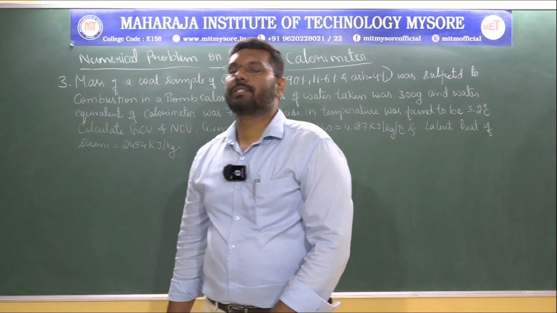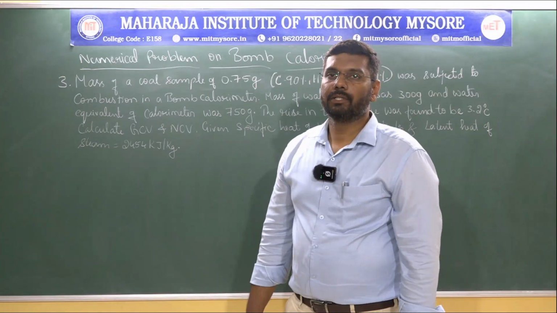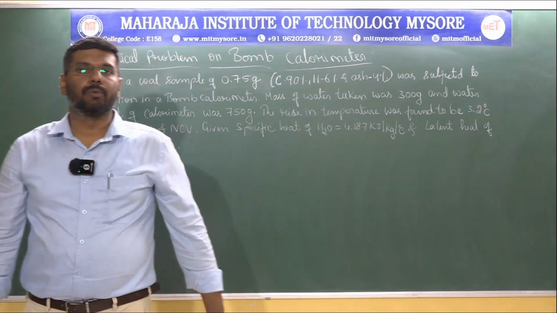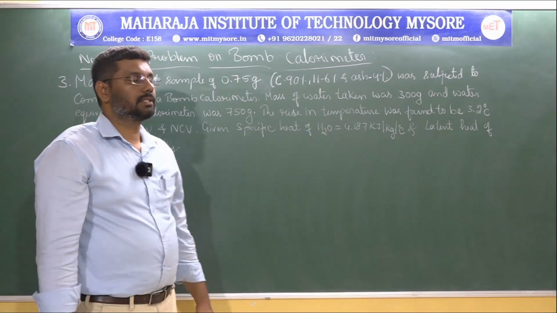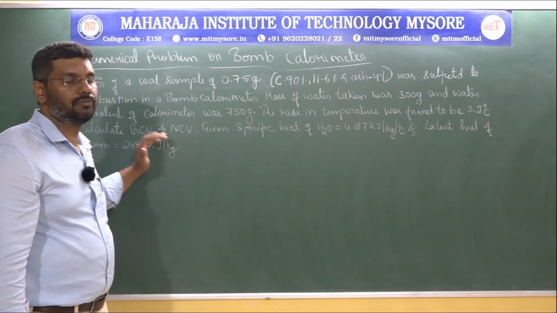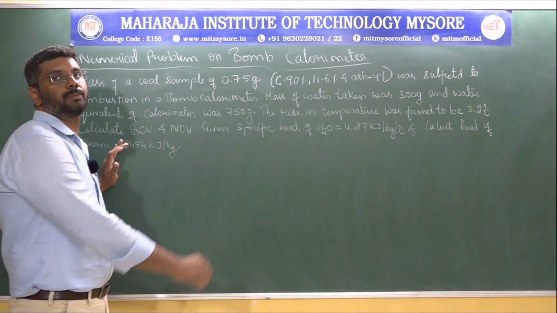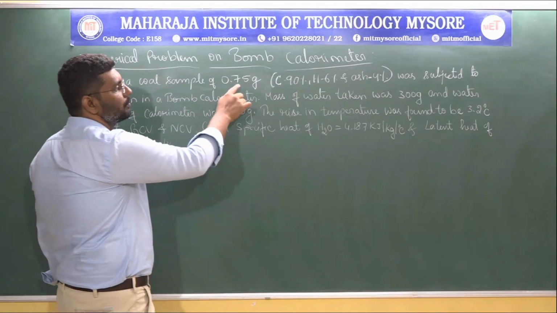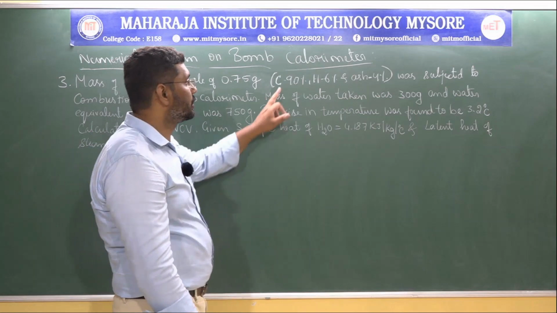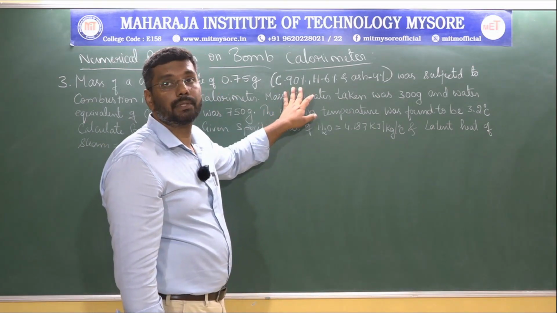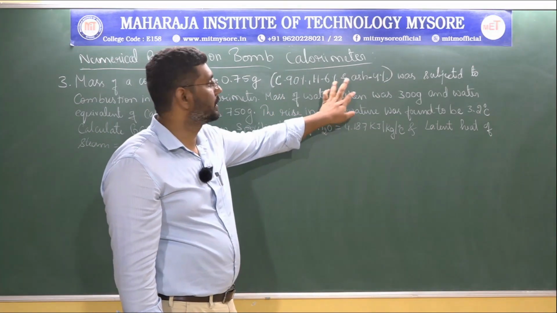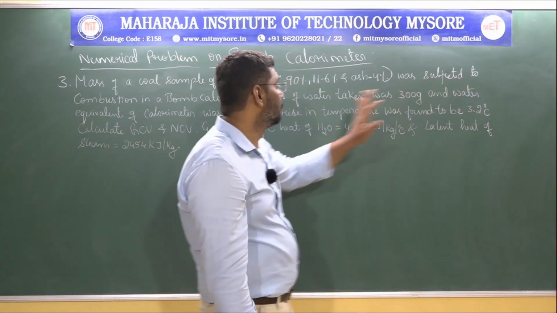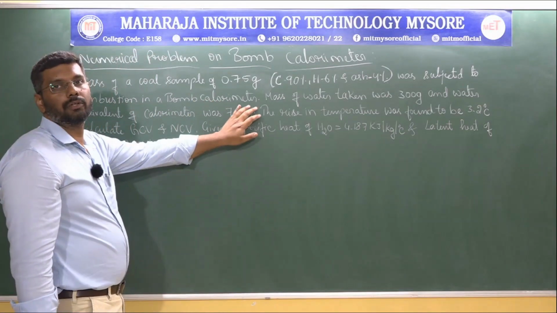So we shall go for the next numerical problem under a bomb calorimeter. The given data I have written on the board. This is one more type of problem where you can expect such problems in examination also. If you go through the data he has provided here, he tells that a coal sample of mass 0.75 grams which contains carbon 90%, hydrogen 6%, and ash as 4% was subjected to combustion in a bomb calorimeter.